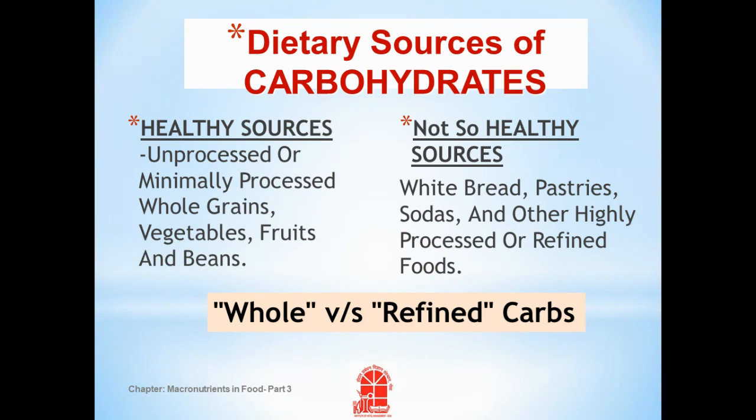The not so healthy sources of carbohydrates, called refined carbohydrates, include white bread, white pasta, white rice, pastries, sugar-sweetened beverages, and other highly processed or refined foods. These items contain easily digested carbohydrates that may contribute to weight gain, interfere with weight loss, and promote diabetes and heart disease. So not all carbohydrates are created equally.